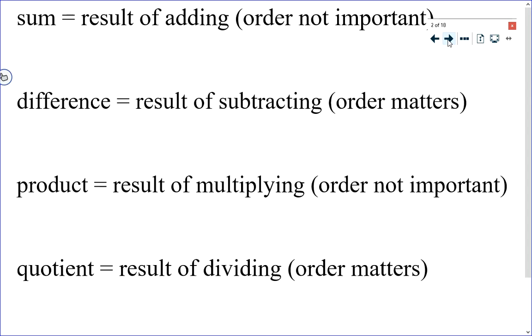The word quotient is the result of dividing. So when I say we're dividing 8 by 2, we get a quotient of 4. 8 divided by 2 gives you a quotient of 4. But the order in which you divide matters. If I take 8 divided by 2, I get 4, but if I turn that around and divide the other way, I do not get 4. 2 divided by 8 is not 4. 2 divided by 8 is only 0.25. So the order matters when you are subtracting or when you are dividing. But when you are adding or multiplying, order is unimportant.